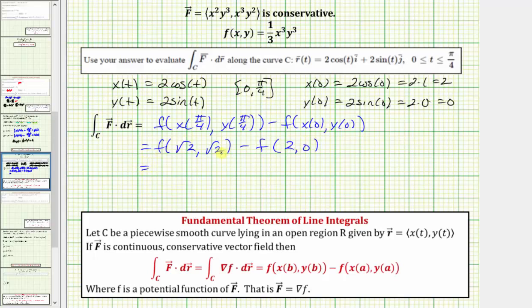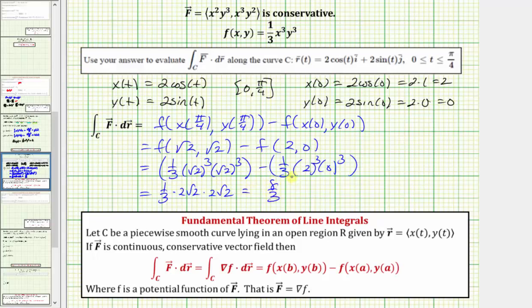And now performing substitution into the potential function here, we have 1/3 times the square root of 2 cubed times the square root of 2 cubed again, minus 1/3 times 2 to the third times 0 to the third. Simplifying, we get 1/3 times 2 square root 2 times 2 square root 2, which equals 8/3, or as a decimal, this will be approximately 2.6667.